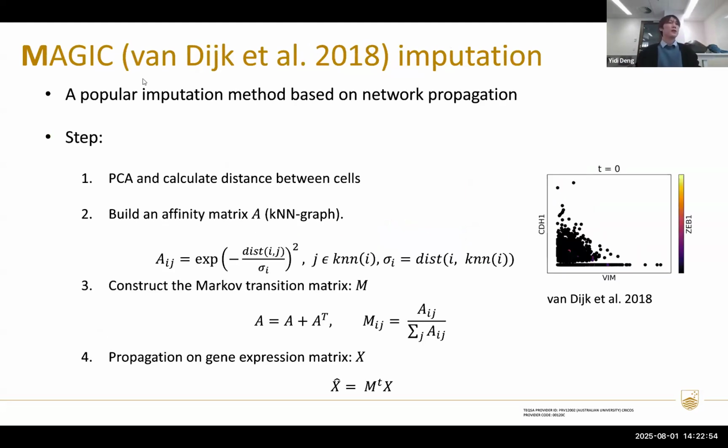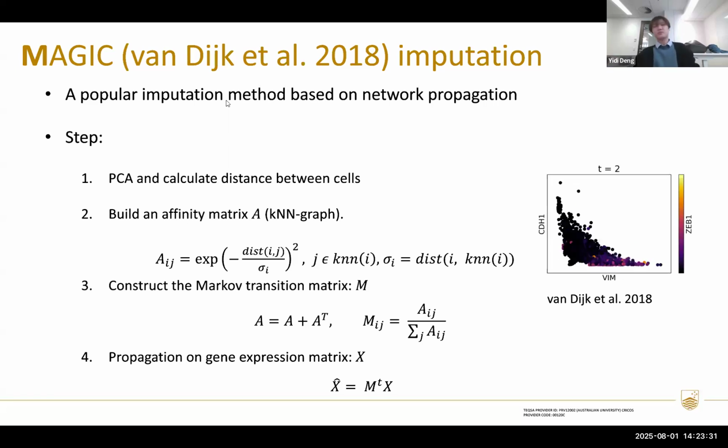Here is the first imputation method that we tried, which is called MAGIC imputation. It was a very popular imputation method at the moment, and it is based on network propagation. Here I'll just give you an outline of the MAGIC algorithm. Most network propagation methods are very similar to this, but they mainly differ in how they construct this affinity matrix, because the affinity matrix describes the distribution of the cells on their expression manifold.